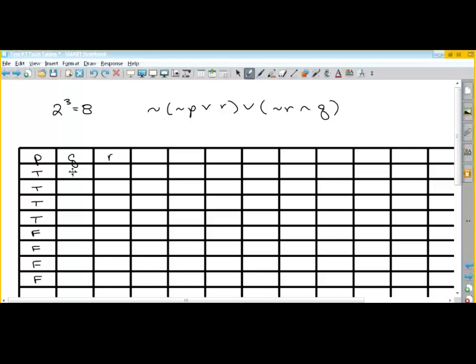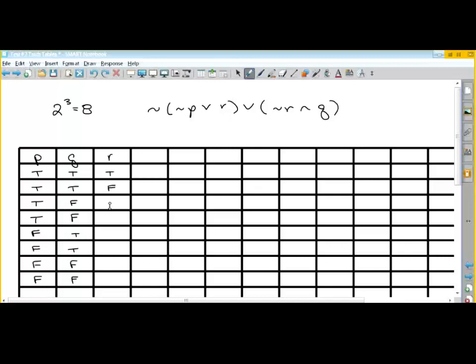So we do 4 trues and 4 falses. Then we do 2 trues and 2 falses. And when we get to here, we start over again. 2 trues, 2 falses. So you can see, half of these are trues, half are falses. Half of these are trues, half are falses. But they're a different pattern.